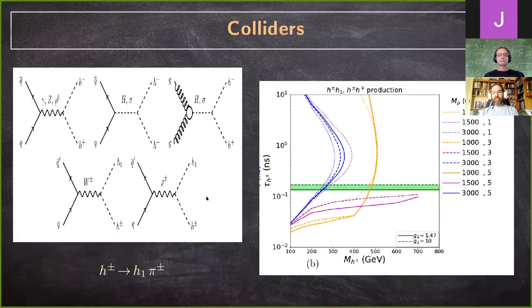At colliders, it's very difficult to discover this model. The main production channel of dark matter is in association with the charged companions. These companions are long-lived particles, and the LHC can exclude this model for masses of the charged scalar below 700 GeV, which is far from the area of interest.